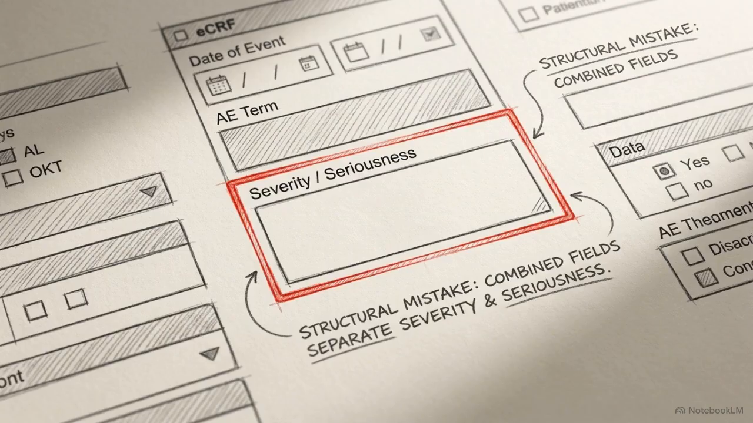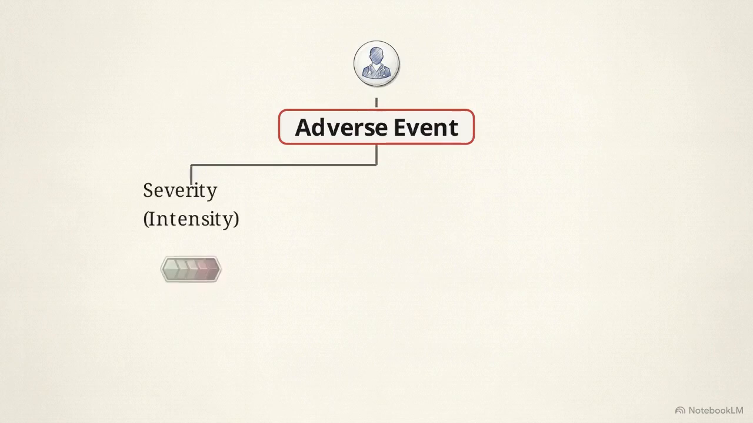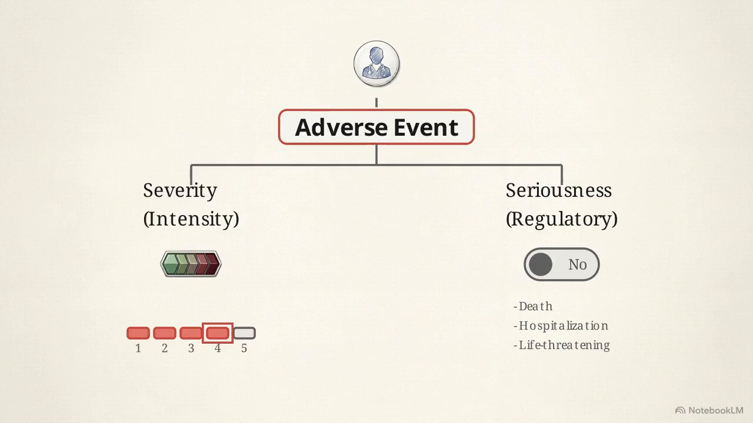A frequent error in database design is treating severity and seriousness as the exact same variable. This diagram illustrates the split. Severity on the left measures the physical intensity, mapped to CTCAE grades. Seriousness on the right is a regulatory threshold, asking a binary yes or no question. Did the event result in death, hospitalization, or a life-threatening condition?